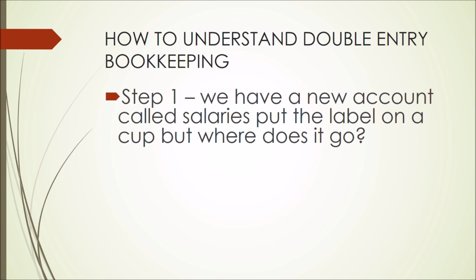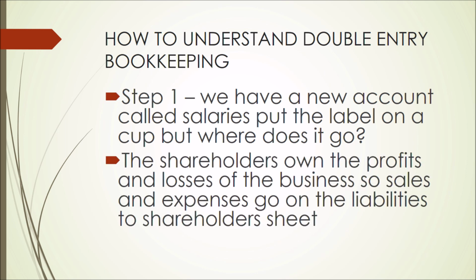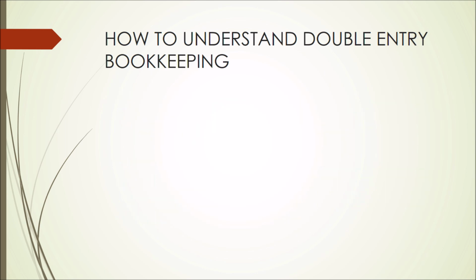I'm going to put the label on the cup, but where are we going to put it? Well, the shareholders own the profit and loss of the business, haven't they? So the sales, they want to take the sales out of the business. If they make any sales, the money that they get for the sales is going to come out of the business, and they're going to want that money back. But any expenses come out of those profits that the company makes, or it creates any losses, so the shareholders get that one as well. So the shareholders get everything that's called sales and expenses. So they get all the sales, but all of the expenses get taken off the amount that goes out to them. So the sales and the expenses go in the liabilities to shareholders sheet.